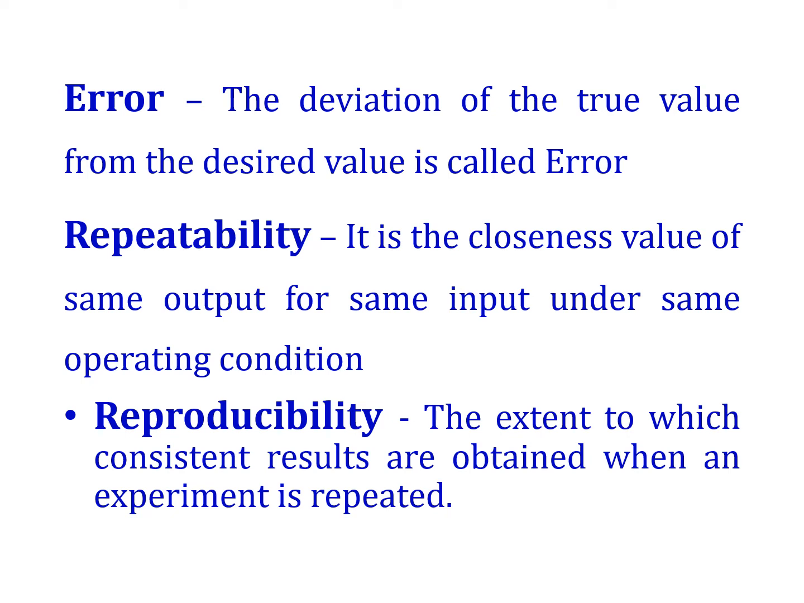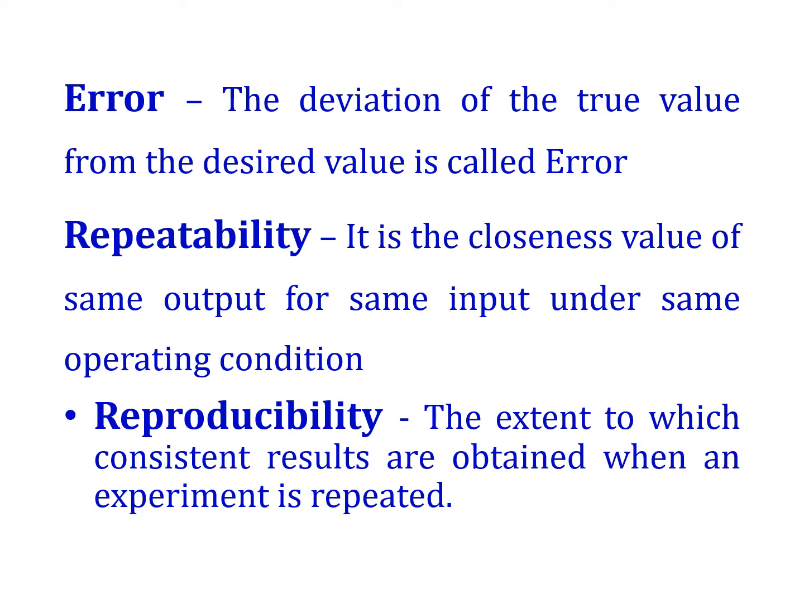Error: the deviation of the true value from the desired value is called error. It may be due to measurement error, or the person conducting the measurement, that is operator error, or instrument error or ambient error. There are many types of environmental error. There are many types of error. It is nothing but a deviation of the true value from the desired value, called error.